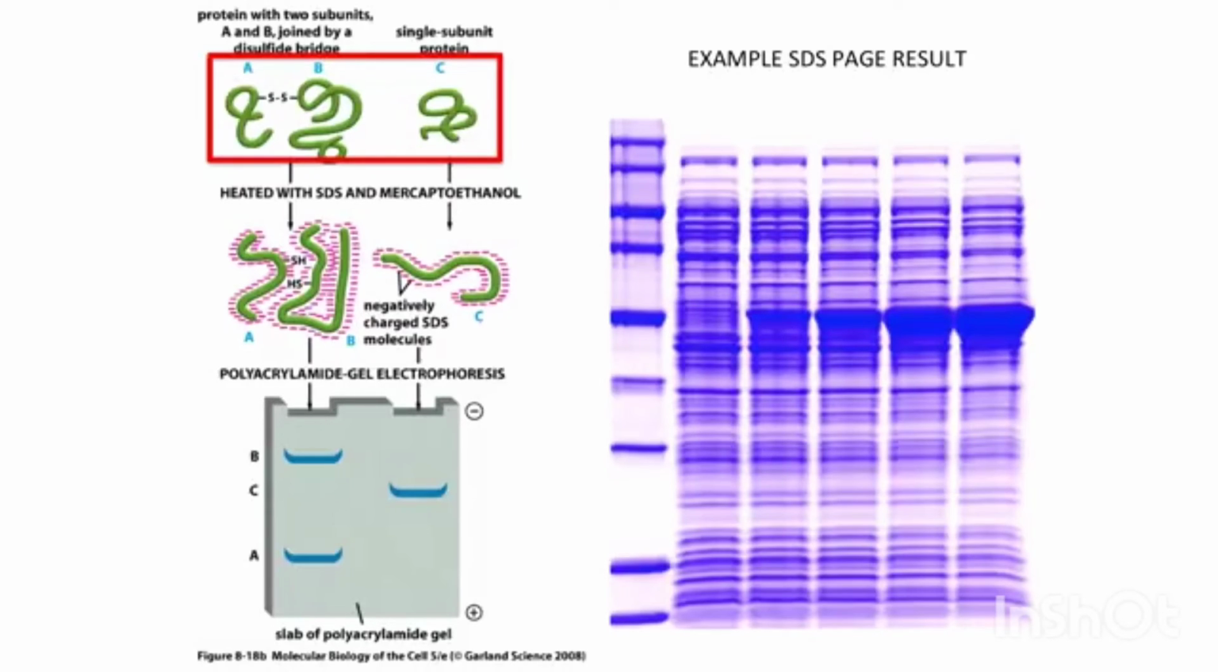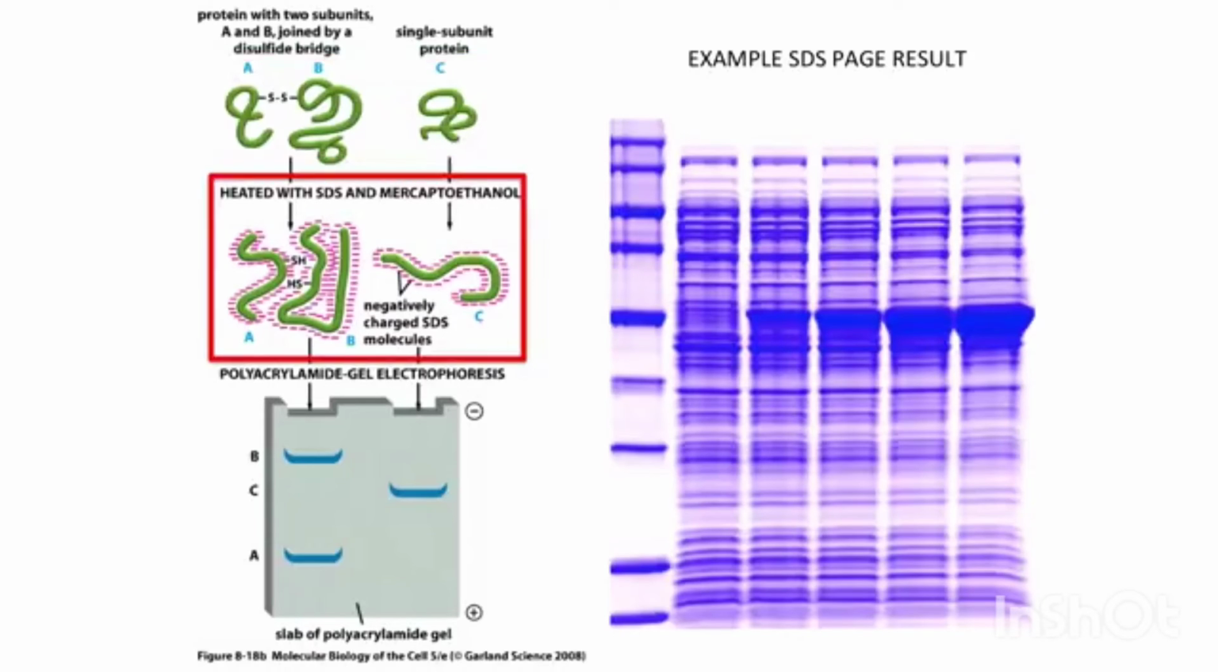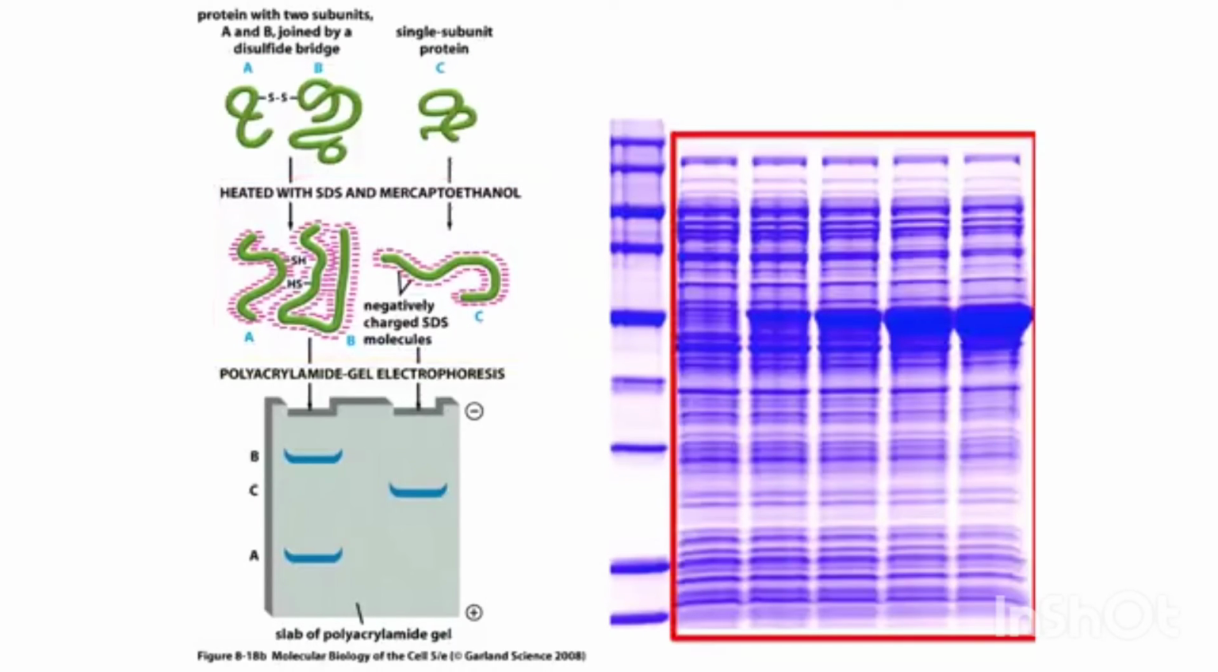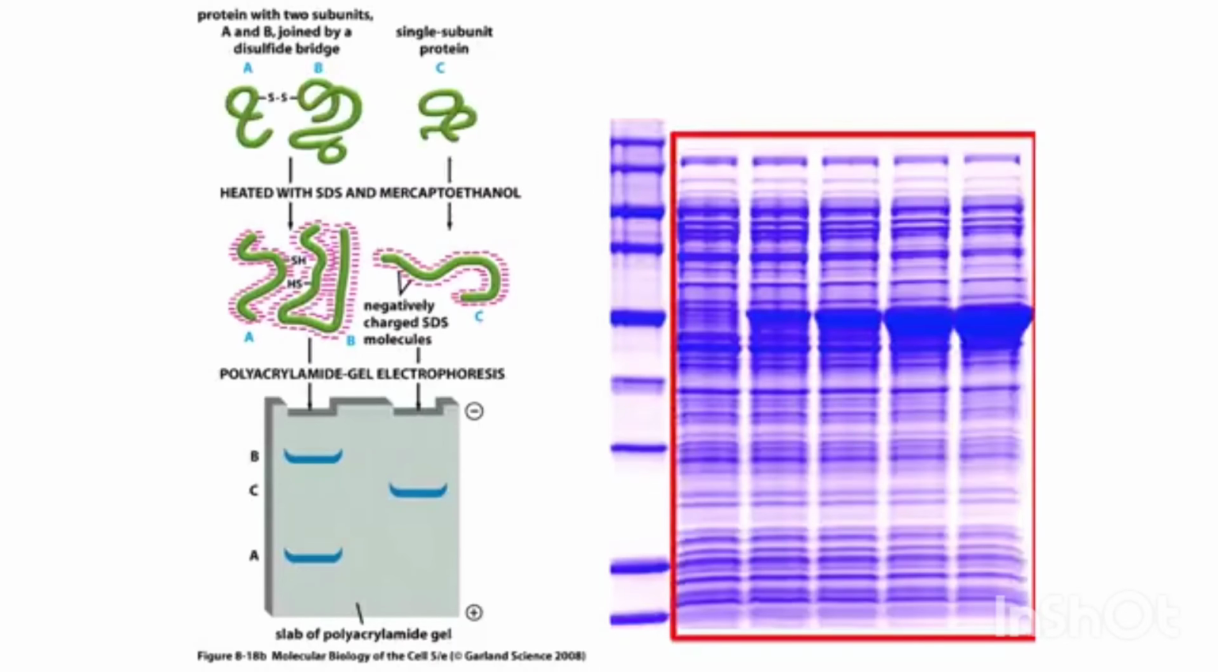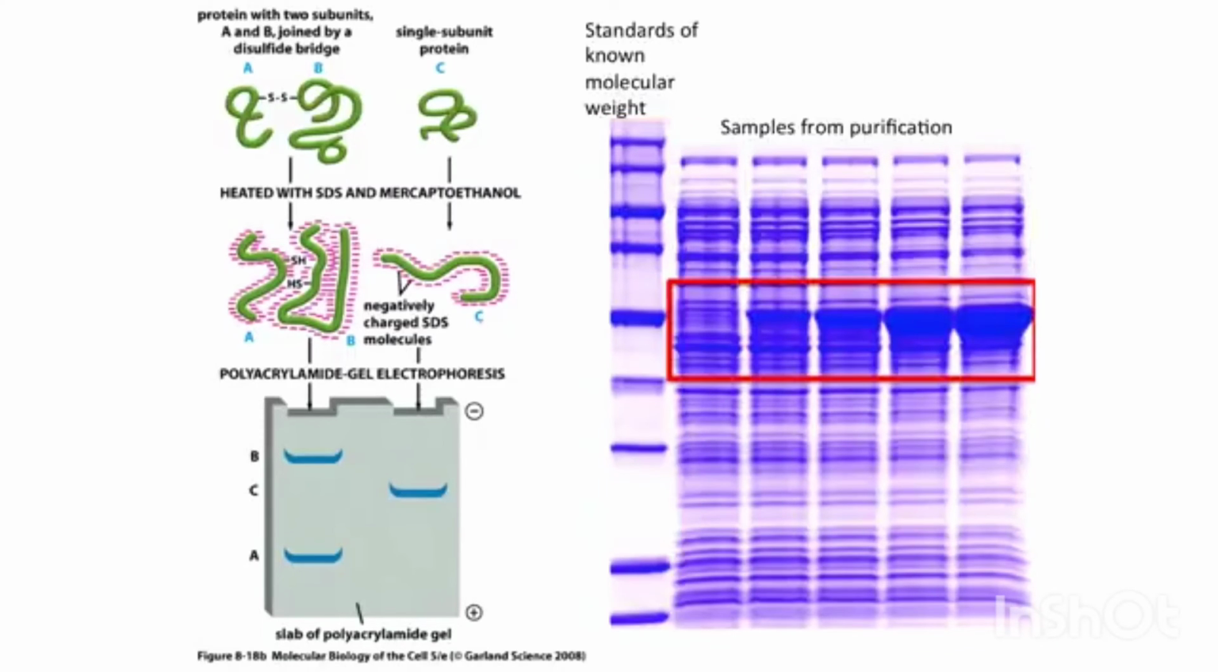And again, they're highly negatively charged because of the SDS binding, and their charge mass ratio is uniform, so that when you separate these molecules, they are separated based on their molecular weight. And on the left here, you see molecular weight standards. So you can read basically the molecular weights of the proteins in the sample. And you can see here, if you look at this band, this very heavy band on the right, and trace it back to the left, you can see that you've managed to purify a protein.